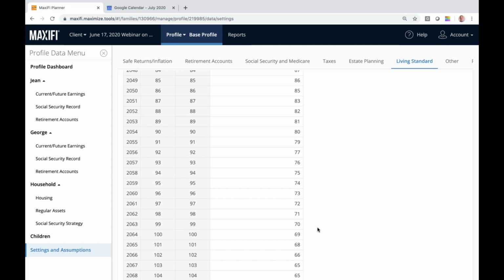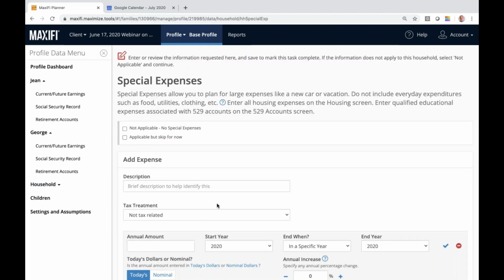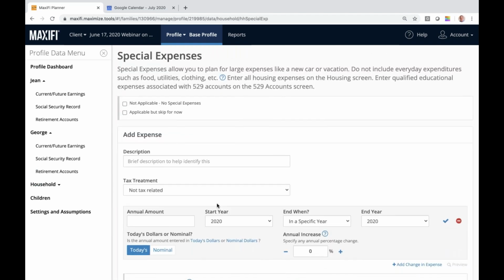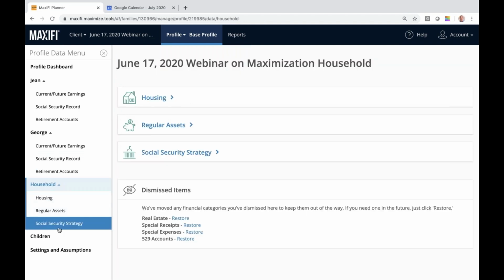And you do that by clicking on household and then restore the special expenses, and then start entering in the special expenses, and then it will show up here under households as a category special expenses once you enter those inputs and save them. So let me stop here.